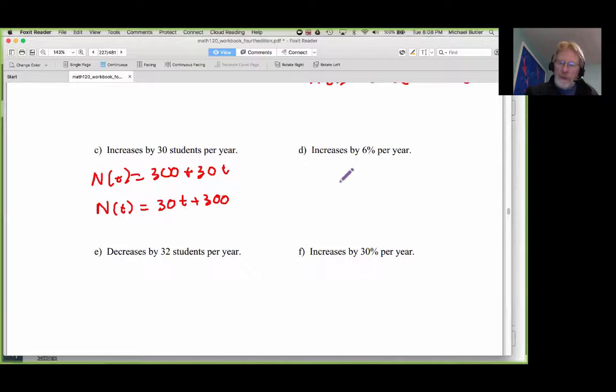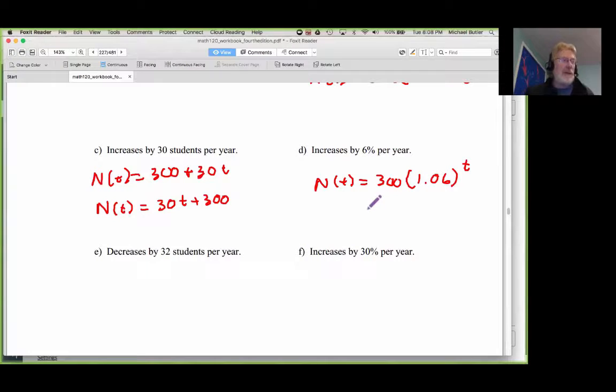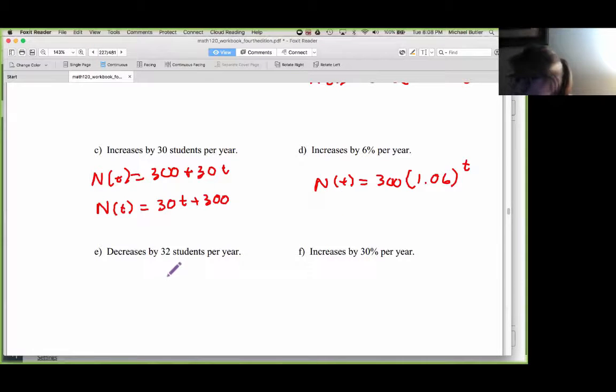And then increases by 6% a year. So then N of t is equal to 300 times 1.06 to the t, right? Right. And I got those ones. Nice. Well, then the exponential stuff was making sense. But I didn't get this one. Darn it.